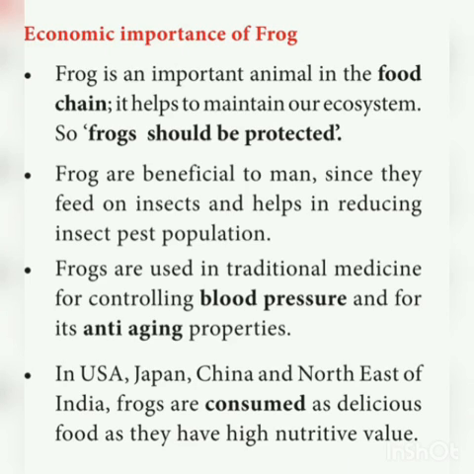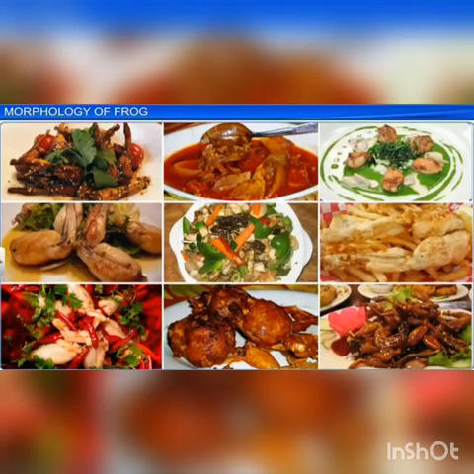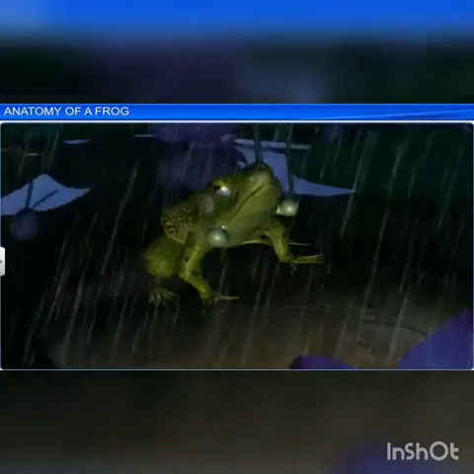Third one is the frogs are used in traditional medicine for controlling blood pressure and for anti-aging properties. And in USA, Japan, China and northeast of India, frogs are consumed as delicious foods as they have high nutritive value. Frogs have high nutritive value, so they are used as food. So these are the economic importance of a frog. It is a very important question.